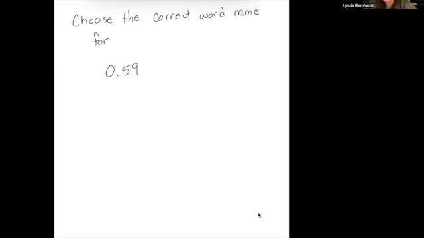Now, if you remember, we talked about the different parts. We talked about hundreds, tens, ones, and then the period, and then tenths, hundredths, thousandths with the THs. So since this is 0.59, this would be 59 hundredths. You have to have the THS at the end.